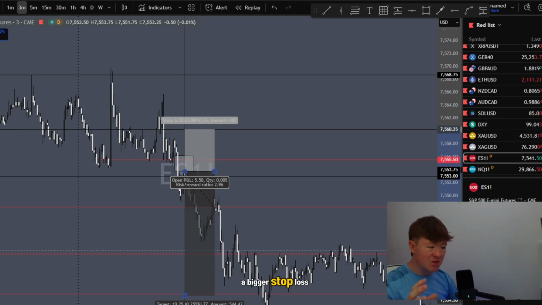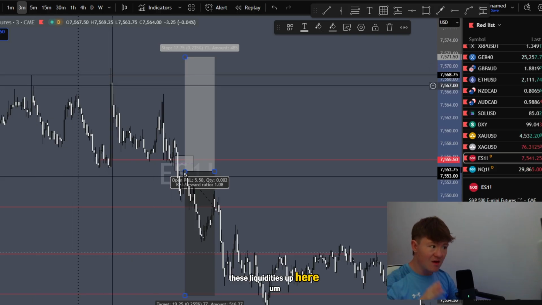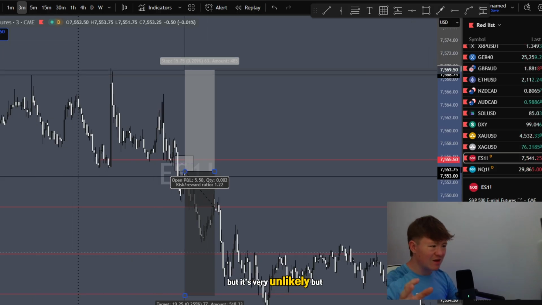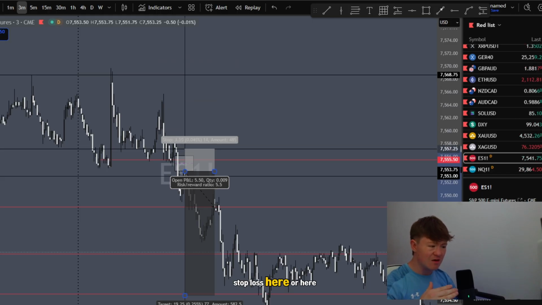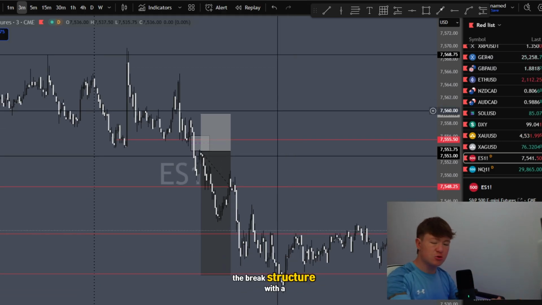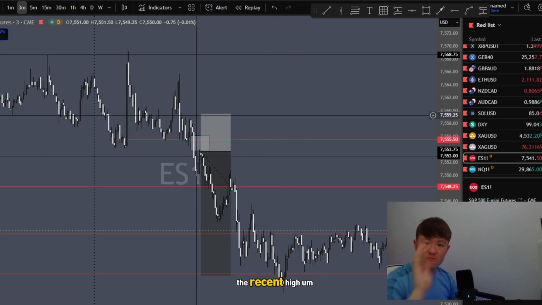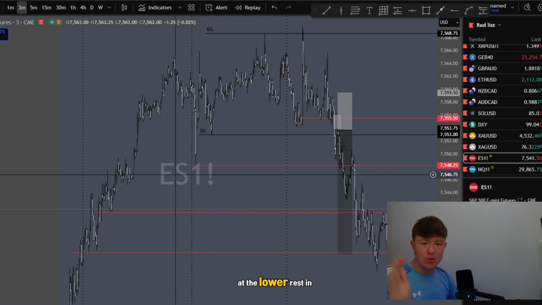Sometimes I like to put a bigger stop loss in case price wants to come out and take out these liquidities up here, but it's very unlikely. It's just to be safe. In this trade, I would have just put my stop loss here or here. So yeah, that's literally it. The liquidity sweep, the break structure with a fair value gap with a stop loss above the recent high, and then the TPs at the lower resting liquidity.